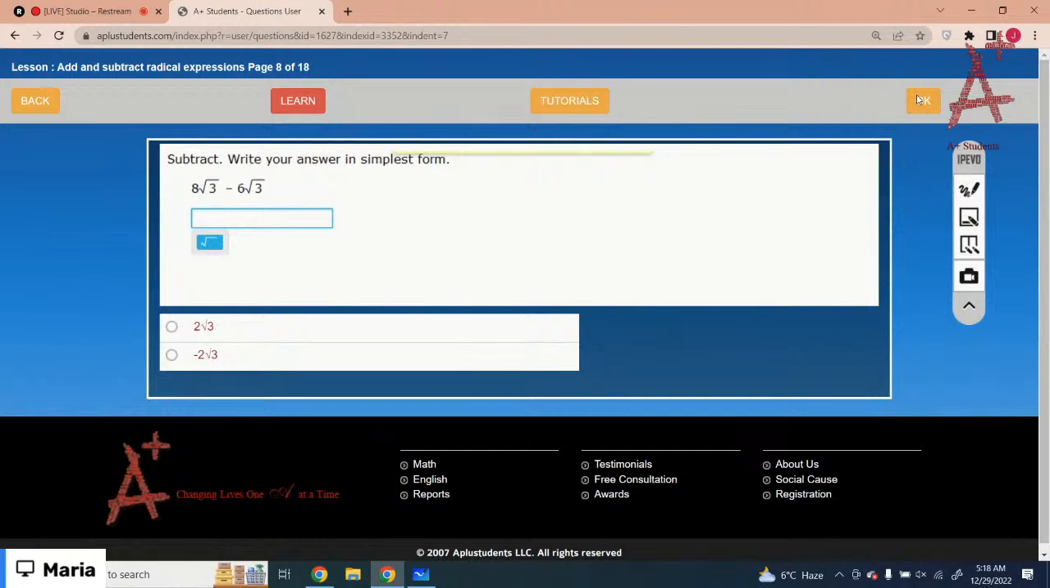Subtract, write your answer in simplest form. 8 square root 3 minus 6 square root 3. So which of the option is the correct one? Eight minus 6 is 2 and it would be 2 square root 3. Got it? The correct option is 2 square root 3. So just select the correct option, then click on the OK button.